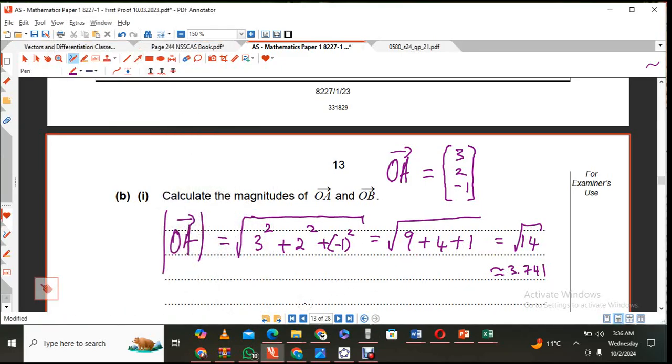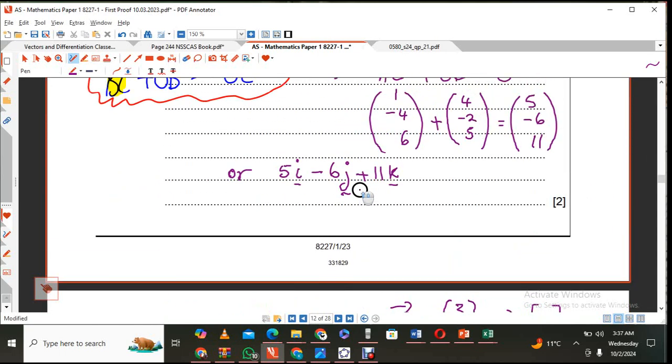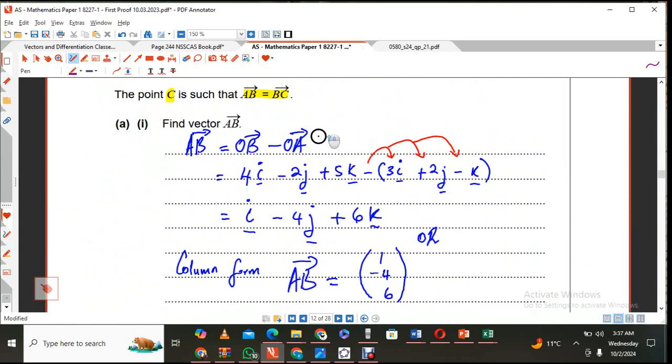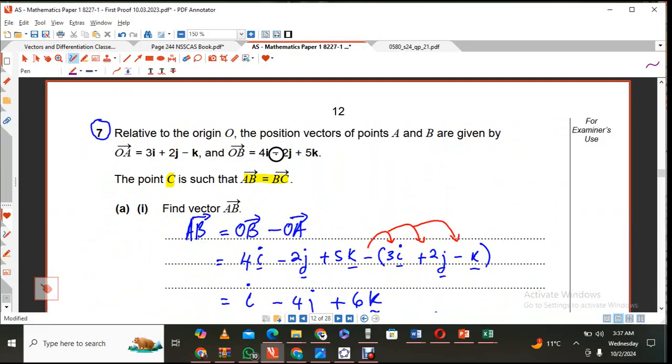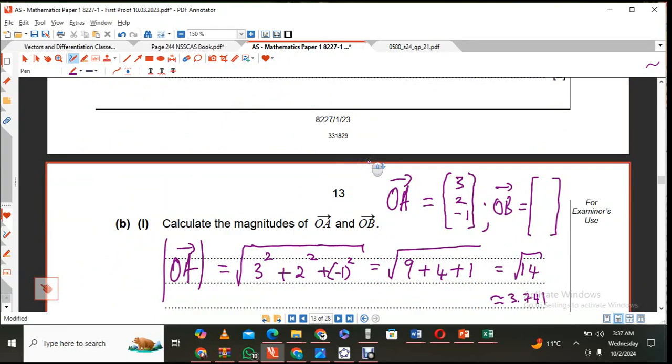Let's do the second one. Again, let's have vector OB over here. Remember, in the exam you are not allowed to write on this margin over here. It is where the examiners are marking. So let's find the vector OB. Let's go back all the way to the question. Vector OB is 4, minus 2, 5. So I'm going to write that as a column vector: 4, minus 2, and 5.